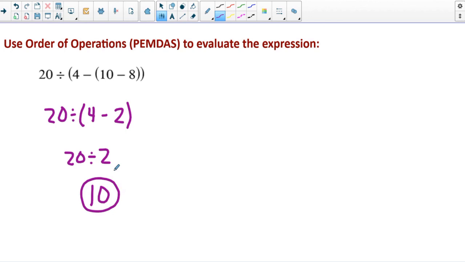All right, so that's the basic concept behind order of operations. You're just using PEMDAS, go through that order of steps. The problems can get trickier, they can get more complicated, but you're just following that same set of steps.